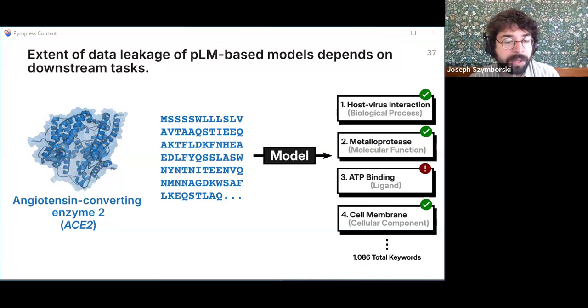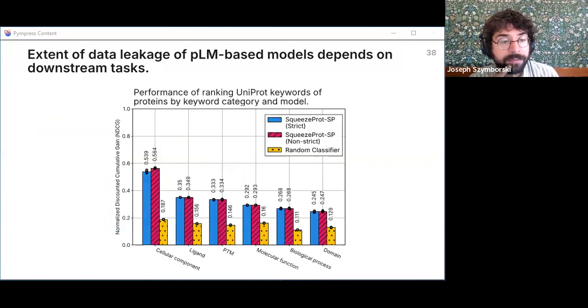Each of these keywords belongs to a category. Proteins in the testing set of the keyword task were selected such that they were the same testing proteins as the PPI inference task. When the only thing we swap out is the strict and non-strict pLMs, we really don't see much of a difference in performance except for that of the cellular component category.